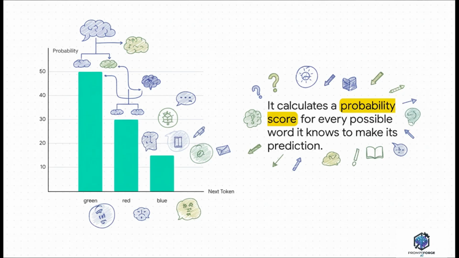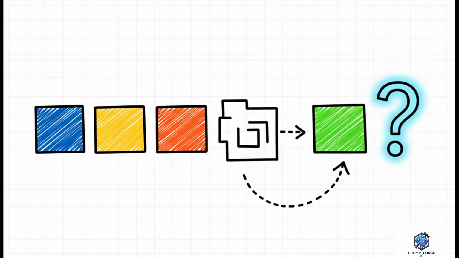So based on all the text it's ever seen, it might think, okay, there's a 50% chance the next word is green, a 30% chance it's red, maybe 15% for blue, and on for thousands of other words. Then it just picks the most likely one. Let's say green. It adds that to the sentence, and then it does the exact same thing again. Now the sentence is, "My favorite color is green," and its new job is to predict the word that comes after that. It's this one word at a time process that builds everything.